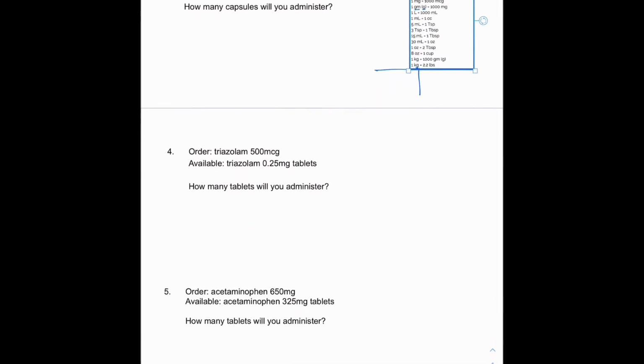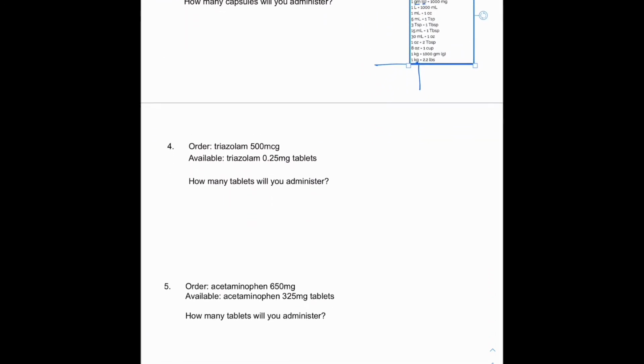Okay, number 3. So the order is lithium, 0.3 grams. What we have available is lithium 300 milligram capsules. Question is, how many capsules are we going to administer? Okay, so we start with capsules on top. In our problem, we see that for every one capsule, there's 300 milligrams. So one capsule is 300 milligrams.